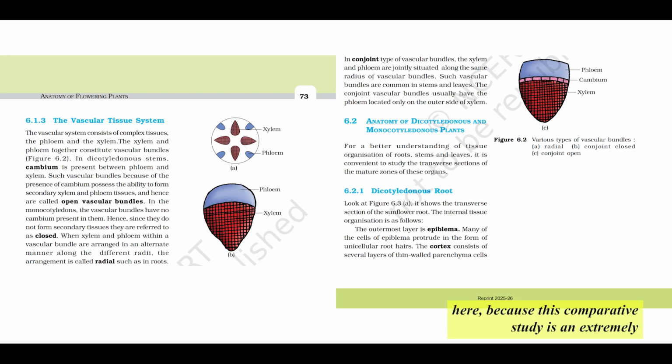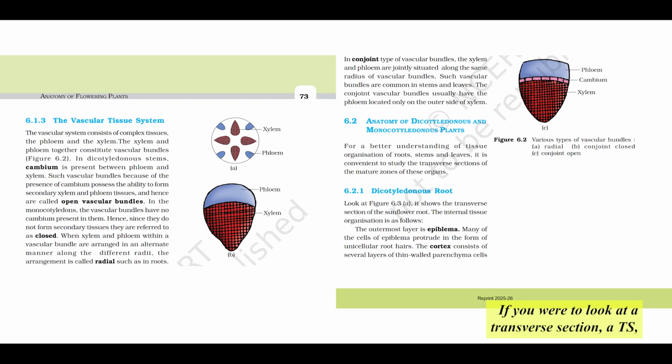Pay close attention here, because this comparative study is an extremely high-yield area for competitive exams like NEET. Focus on the specific distinguishing features for each type of plant and organ. This is where you really develop that keen eye for identification that these exams demand. Okay, let's begin with the anatomy of a dicotyledonous root. We'll use the sunflower root as our typical example here.